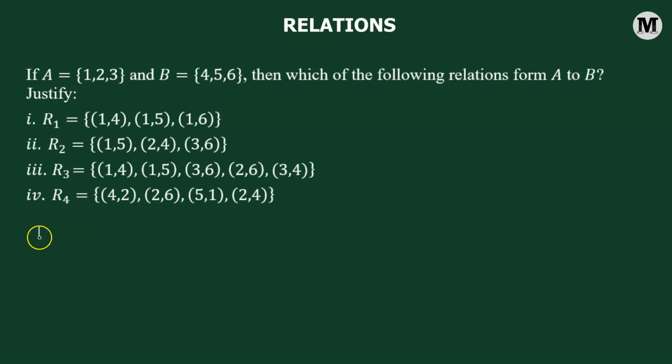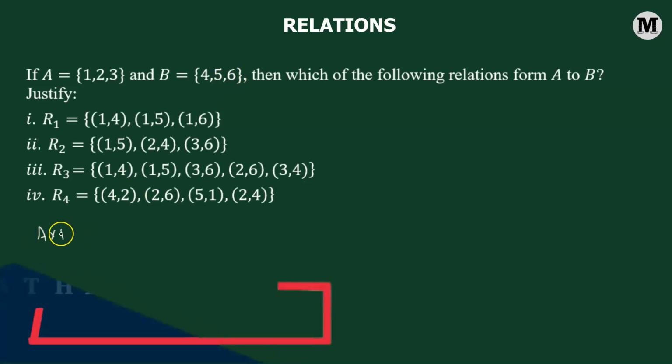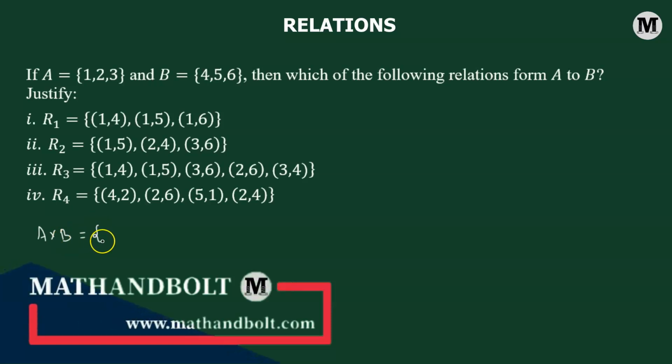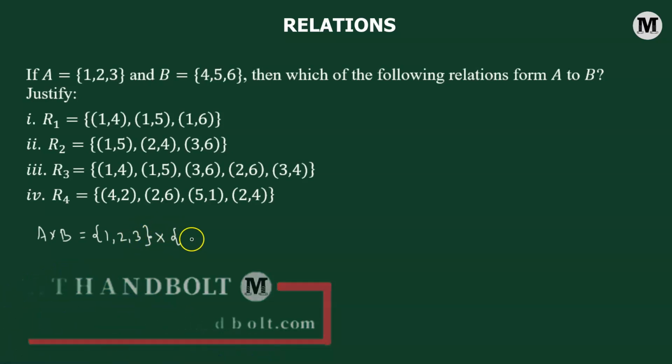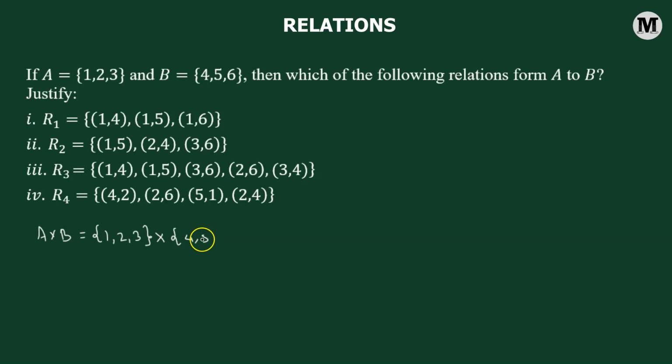Now, before beginning, let's try to find out the Cartesian product of A and B. So the Cartesian product of A and B, that means we'll consider the 3 elements of the set A, and we'll find its Cartesian product with the set B containing the elements 4, 5, and 6. Okay, fine. So now we have the Cartesian product of two sets. We'll start with the first element of set A, which is 1, and we're going to form an ordered pair with each of the 3 elements of B.